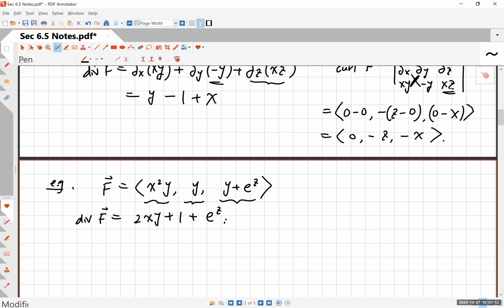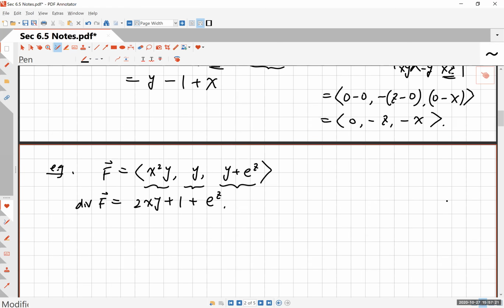Oh, by the way, why are we learning about divergence? Well, because we will be using this idea, divergence, in the divergence theorem section, of course.